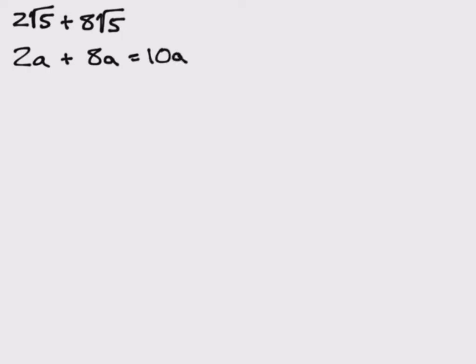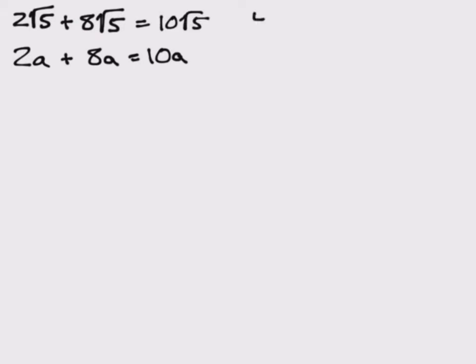The variable a represents some number. We had 2 times that number, and then we added 8 more times that number for a grand total of 10 of that number. Well, here we have the exact same thing. I'm not sure exactly what the square root of 5 is, but it's a number. We've got 2 of them to begin, and we add 8 more to that for a grand total of 10 square roots of 5.